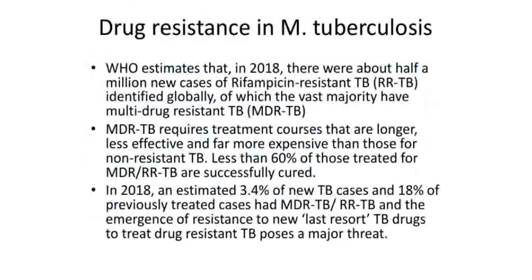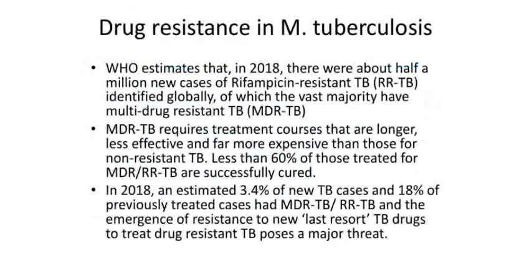Now, drug resistance in Mycobacterium tuberculosis. So, WHO estimates in 2018 there were about 500,000 new cases of rifampicin resistant TB. Rifampicin and INH were the two majorly used tubercular drugs. But now we have this strain of M. tuberculosis which is resistant to rifampicin also. That is known as RR-TB, and it is globally present, and that is why rifampicin is not that highly used now, and the confidence of using rifampicin is low.